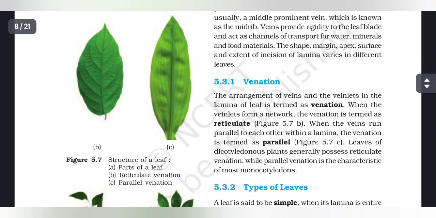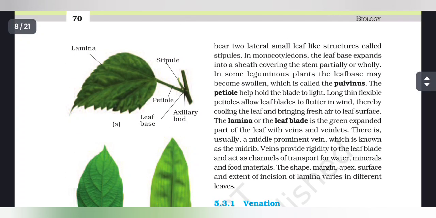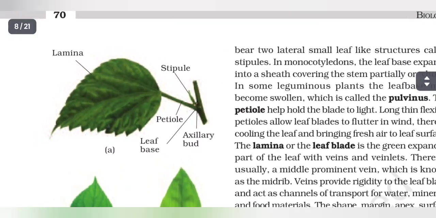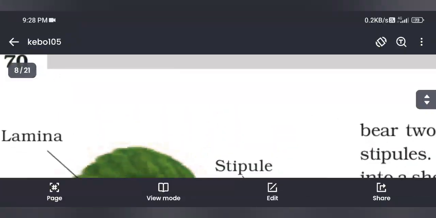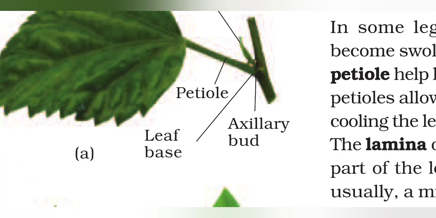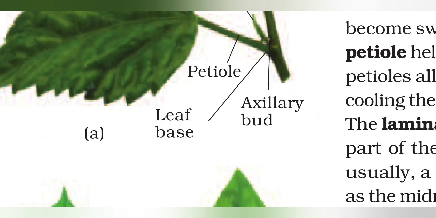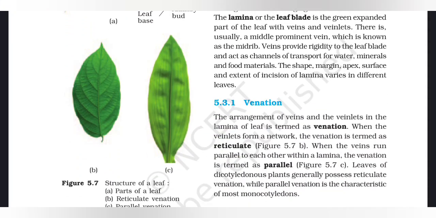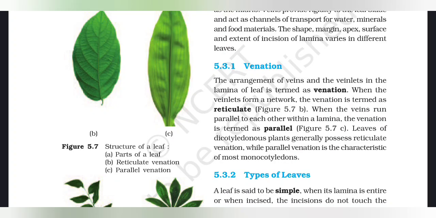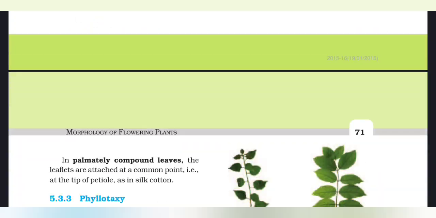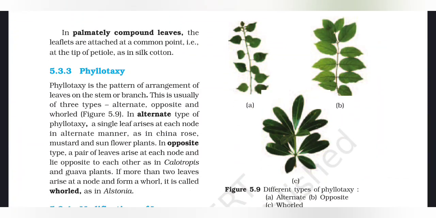This is a diagram which shows the structure of a leaf. A part is showing parts of the leaf, which are lamina, stipule, axillary bud, petiole, leaf base. And here B option is showing reticulate venation, C parallel venation. In palmately compound leaves, the leaflets are attached at a common point, that is, at the tip of the petiole, as in silk cotton.